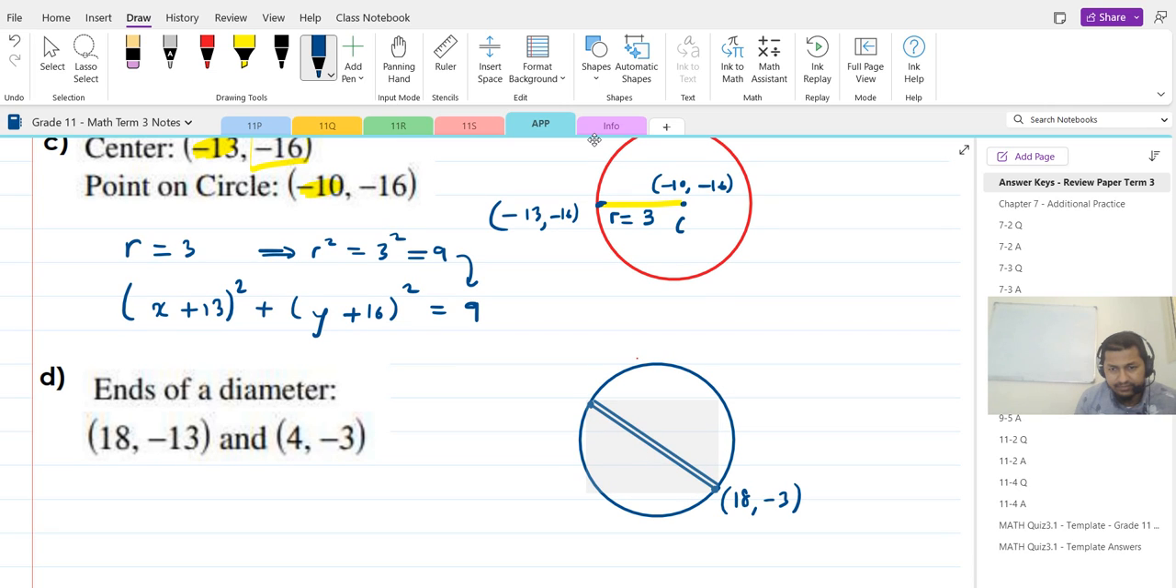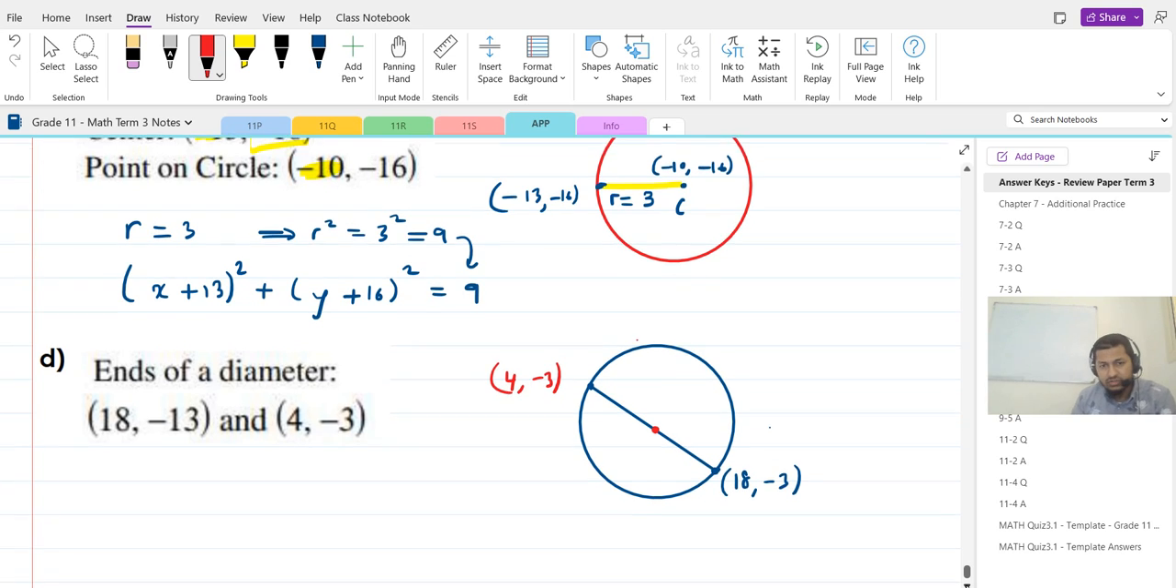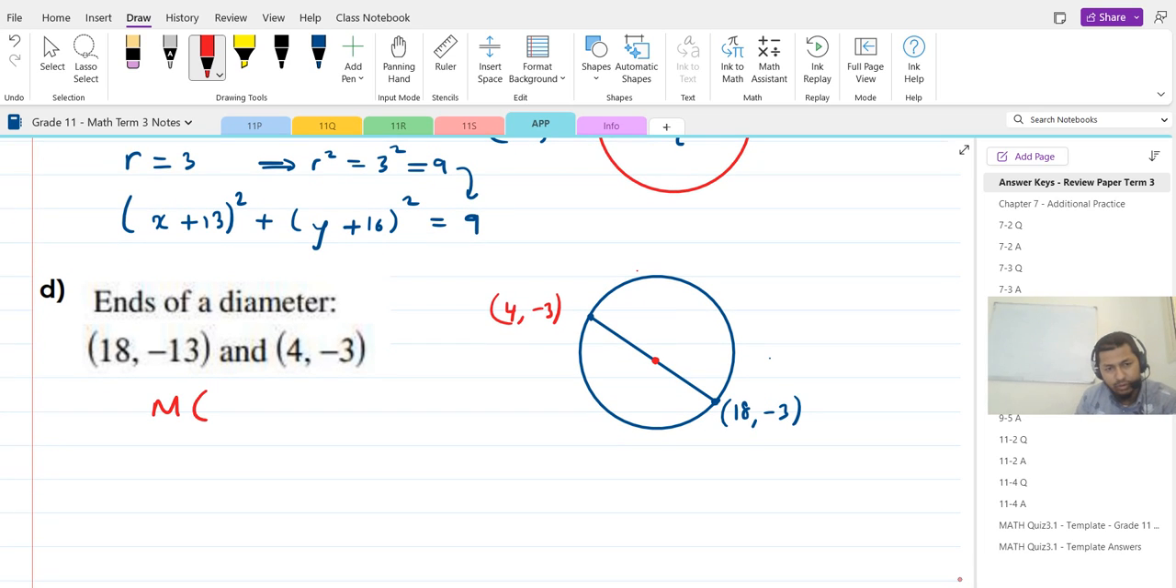But first we need the center. So we got 4 and negative 3. How do we find the center of the circle here? We have to take the midpoint. What's the midpoint formula? x1 plus x2 divided by 2, and y1 plus y2 divided by 2. Remember, the midpoint is the center of the circle, so we're going to add 4 plus 18 divided by 2, and minus 3 divided by 2.